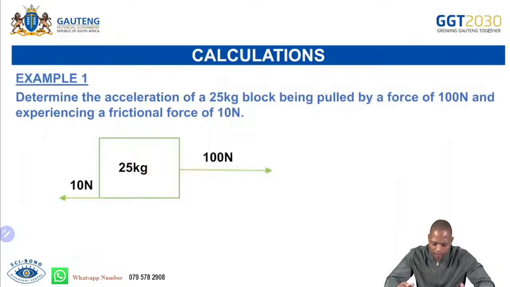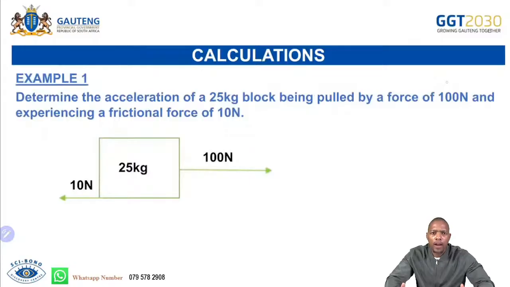So we are having here a question where it's asking us to determine the acceleration. We must calculate the acceleration of this 25 kilogram block. This 25 kilogram block is being pulled by a force of what? Of 100 newtons and is experiencing a frictional force of 10 newtons. So they want the acceleration.